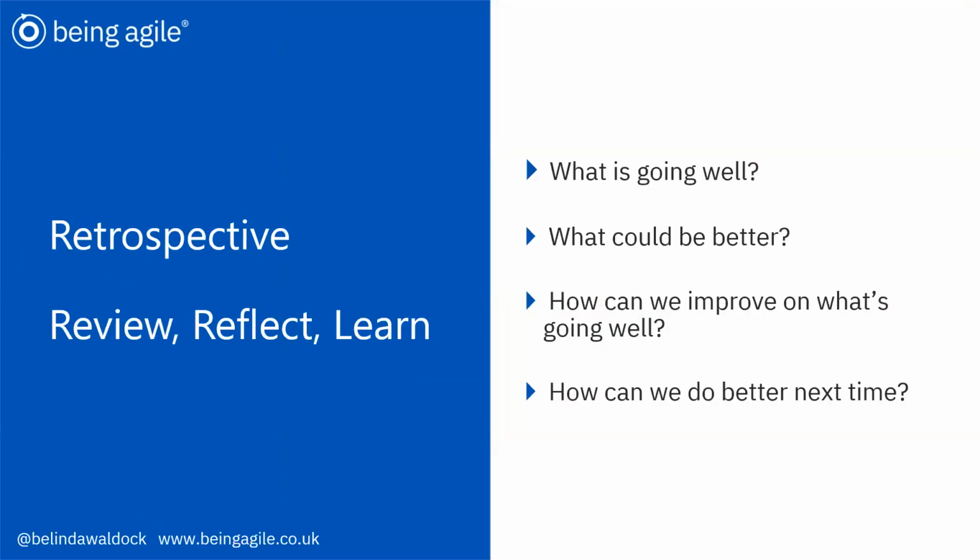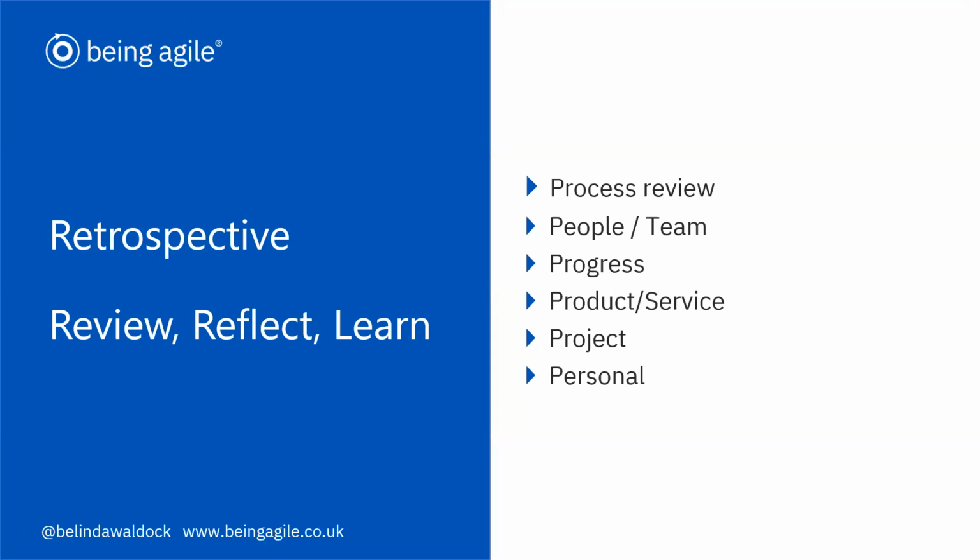Retrospectives are a great tool in Agile method. They help us to review, reflect, and learn, help us to look at what's going well, what could be better, how can we improve what's going well, and how can we do better next time. Retrospectives are classically used to review the Agile process, to look at how we're doing Agile and how we can improve the way that we do it.